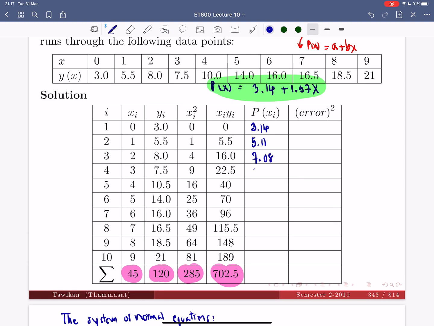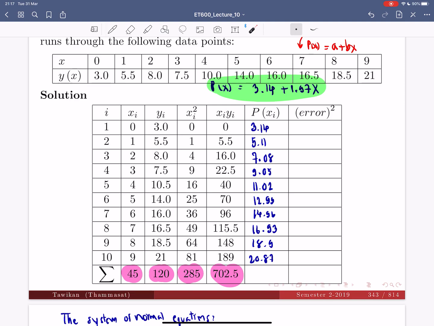And then keep moving down. Just use that function to evaluate the P at each x. X is in the second column. So 9.05, 11.02, 12.99, okay, 14.96, 16.93, 18.9, and 20.87. I got this column by using Microsoft Excel.